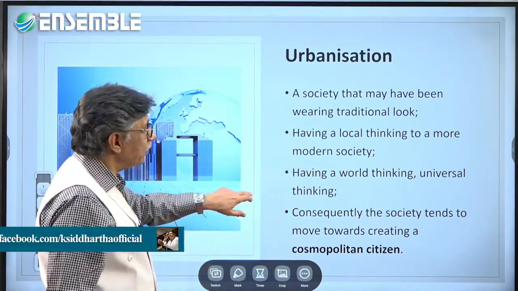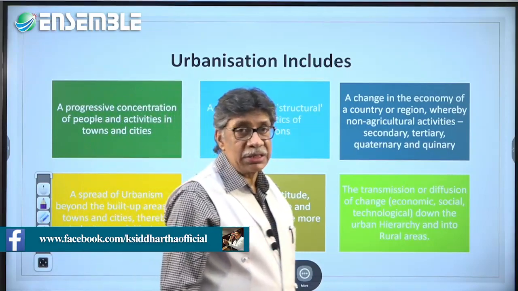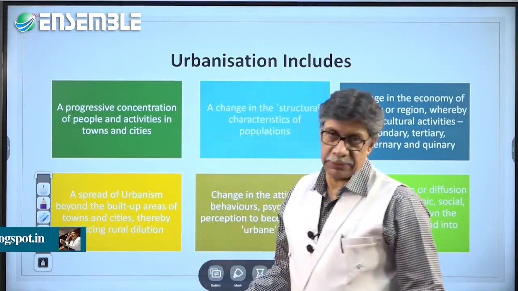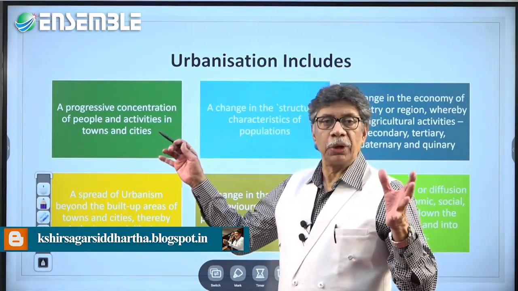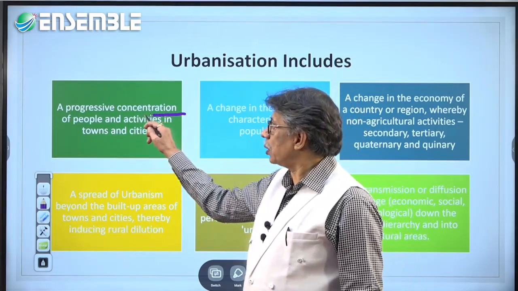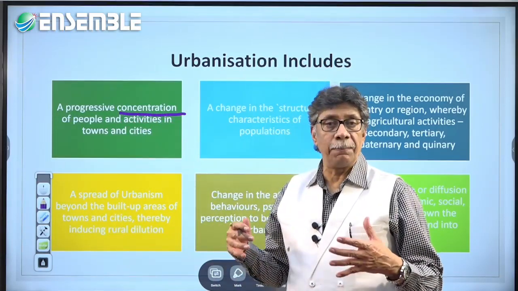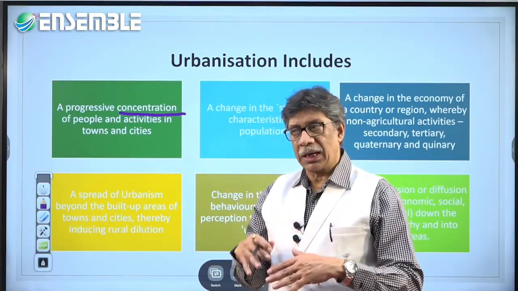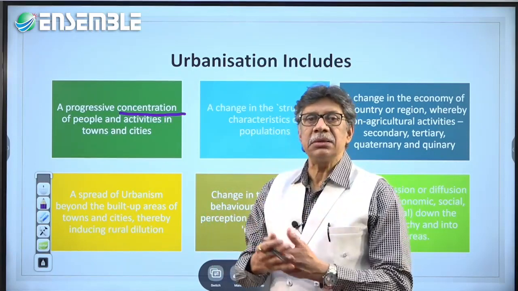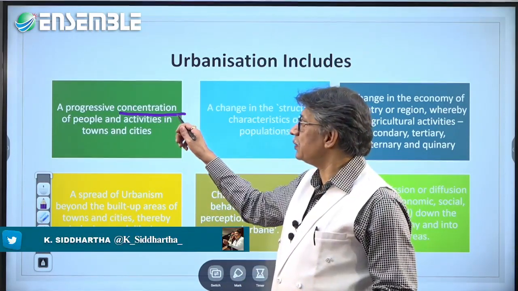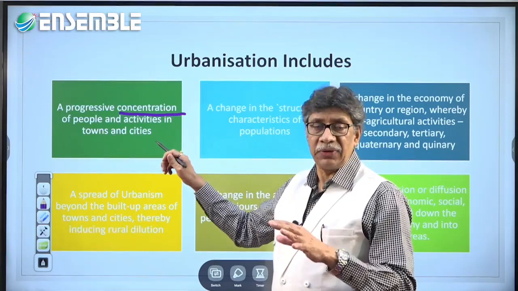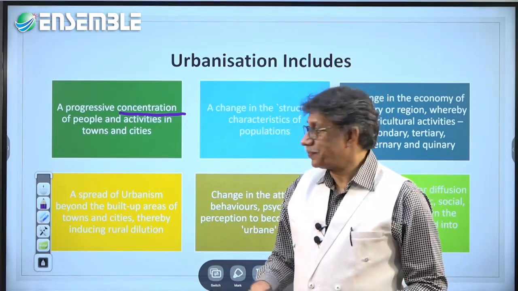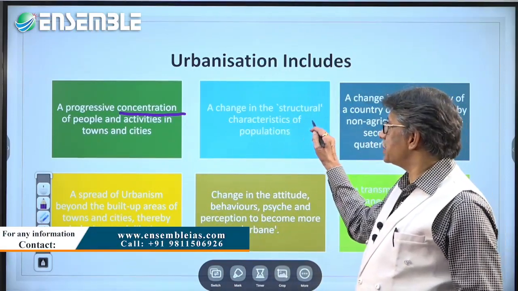That is part of it, and urbanization will go on to include a lot of sub-components. For example, what does urbanization comprise? One of them is the progressive concentration of people. That means as people come from a rural area, there is an increase in the concentration of people. There is a progressive concentration of people and activities in both towns and cities. That's number one. Second, there is a change in the structural characteristics of the population.